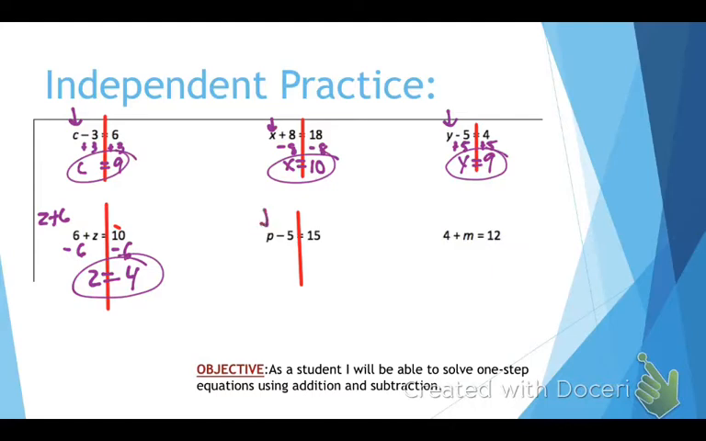Okay, you should have found the variable P. What's added? Add 5. Add 5 to both sides. You should have got P equals 20. Ladies and gentlemen, check it. Put it back in the equation.